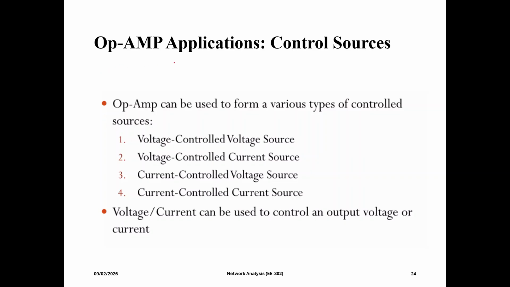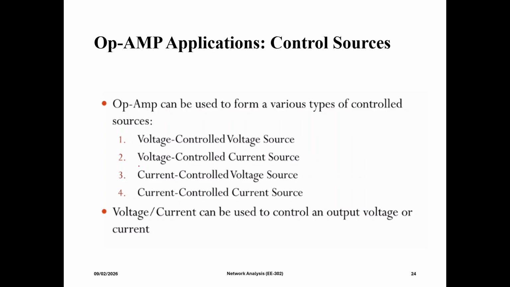Now I will conclude my lecture by going through the overview of operational amplifier applications in terms of controlled sources. There are four main types of controlled sources. The first one is the voltage controlled voltage source. Here the output voltage is controlled by the input voltage. The non-inverting and inverting amplifiers we have studied earlier are examples of VCVS, where the output voltage depends directly on the input voltage.